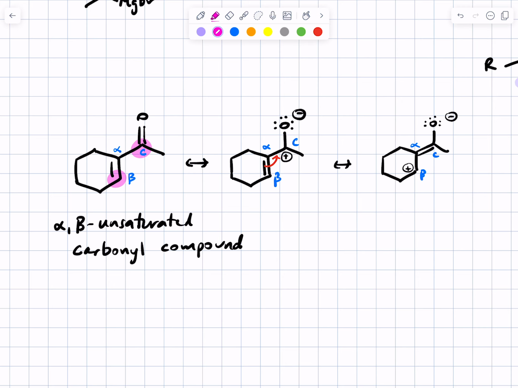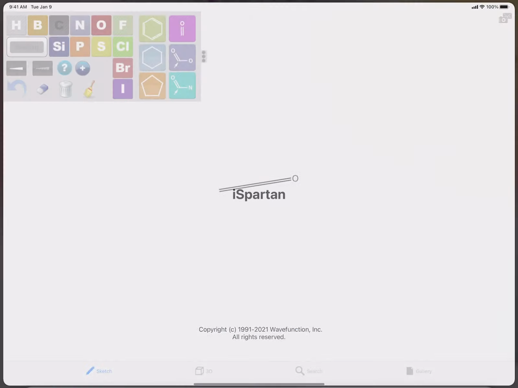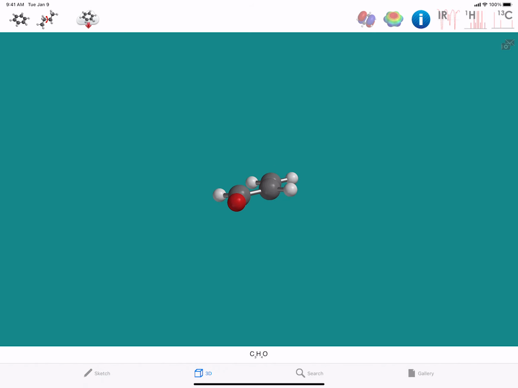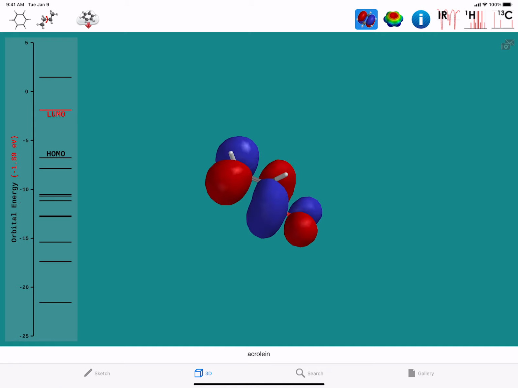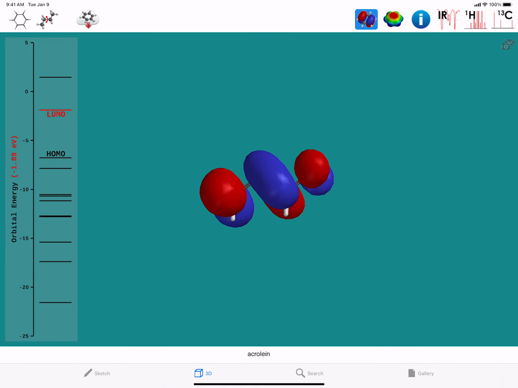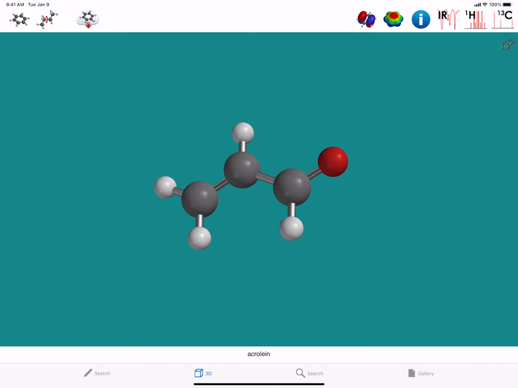Now, you can actually verify this with MO theory. I can draw real quickly for you an alpha beta unsaturated carbonyl compound in Spartan, and we can download it and look at the LUMO. And one of the things you see is the LUMO is no longer simply the pi star, but it extends over the whole molecule.